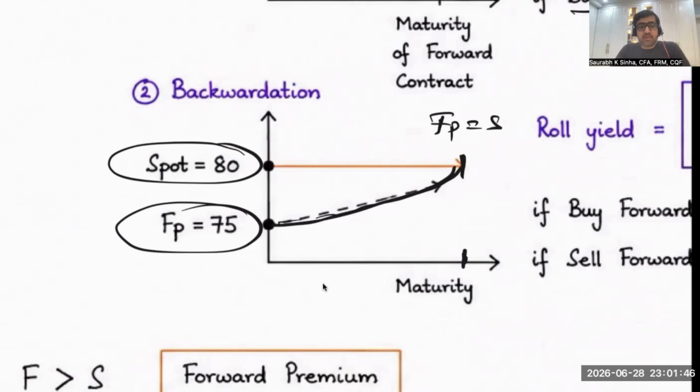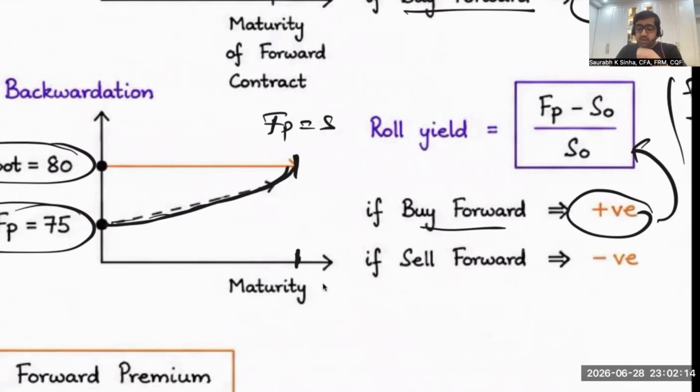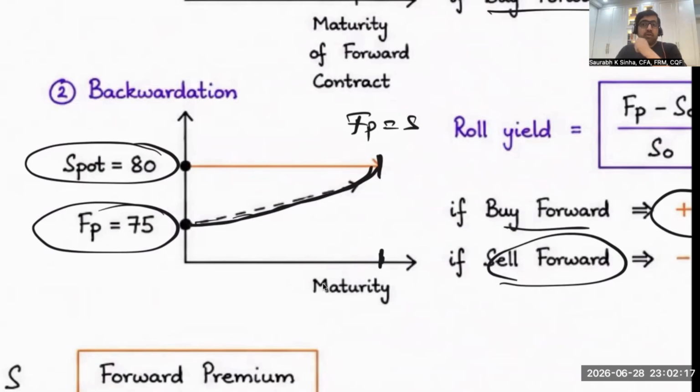If they converge at maturity, then FP is going to be equal to spot, that is 80. So if you buy the forward contract, it is going to be a favorable decision for you because the 75 will rise and become 80. Or you can say in the future, you're going to buy in the forward contract at 75 and sell in the spot market at 80. So if you buy the forward contract, you will have a positive roll yield. You will make a profit of 5. But if you entered as a seller of a forward contract, then you have an obligation to sell at 75 whereas in the market the underlying asset is trading at 80.